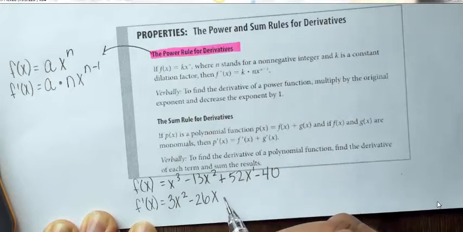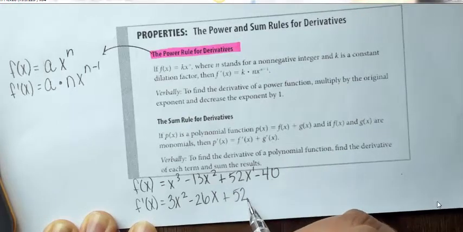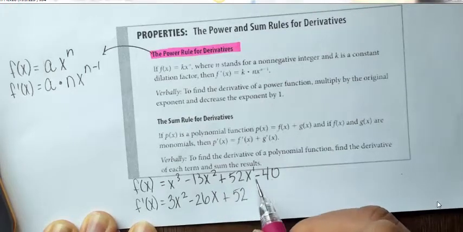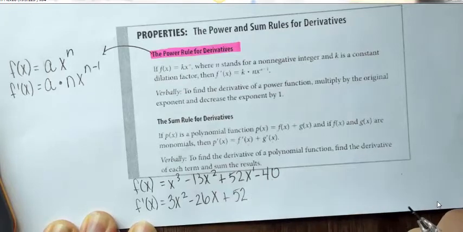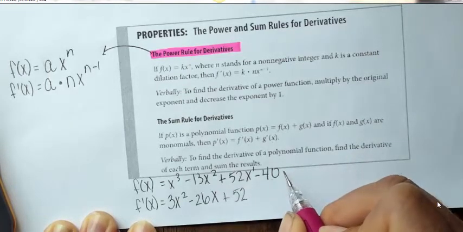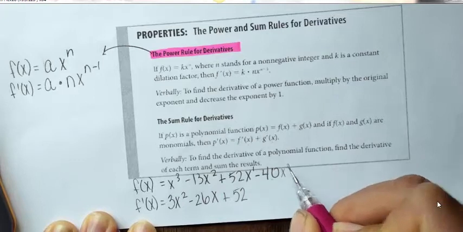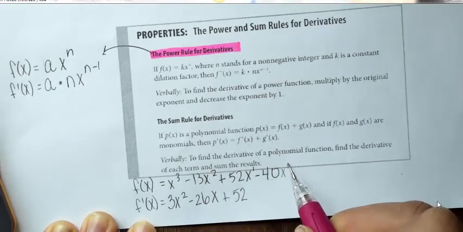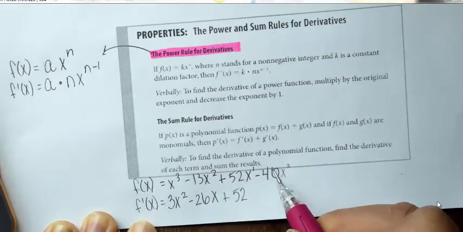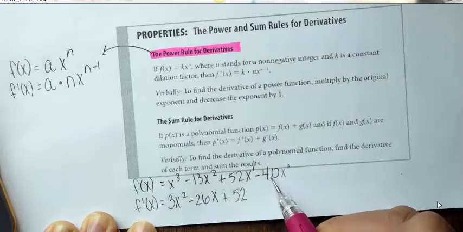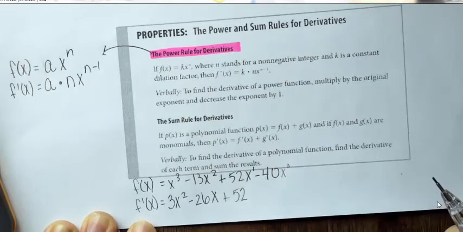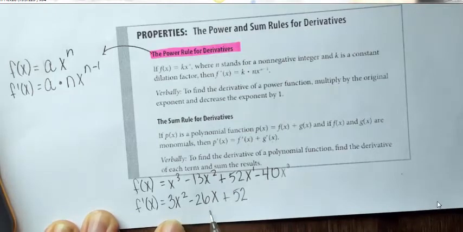Bring that 1 down, you get 52. What happens when I subtract 1 from 1? It's 0, so I have no more power at all. And then this was originally x to the 0 power. And if I bring that 0 down, I'm going to end up multiplying by 0, getting 0. So constants always just go away. They become 0. Okay, so that's the derivative function.